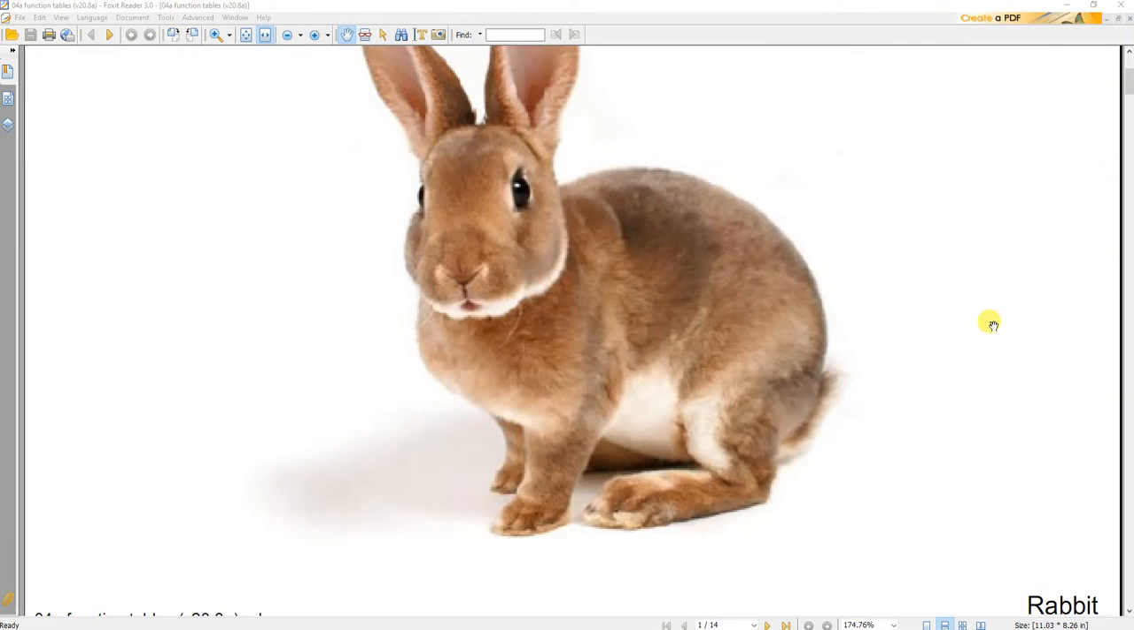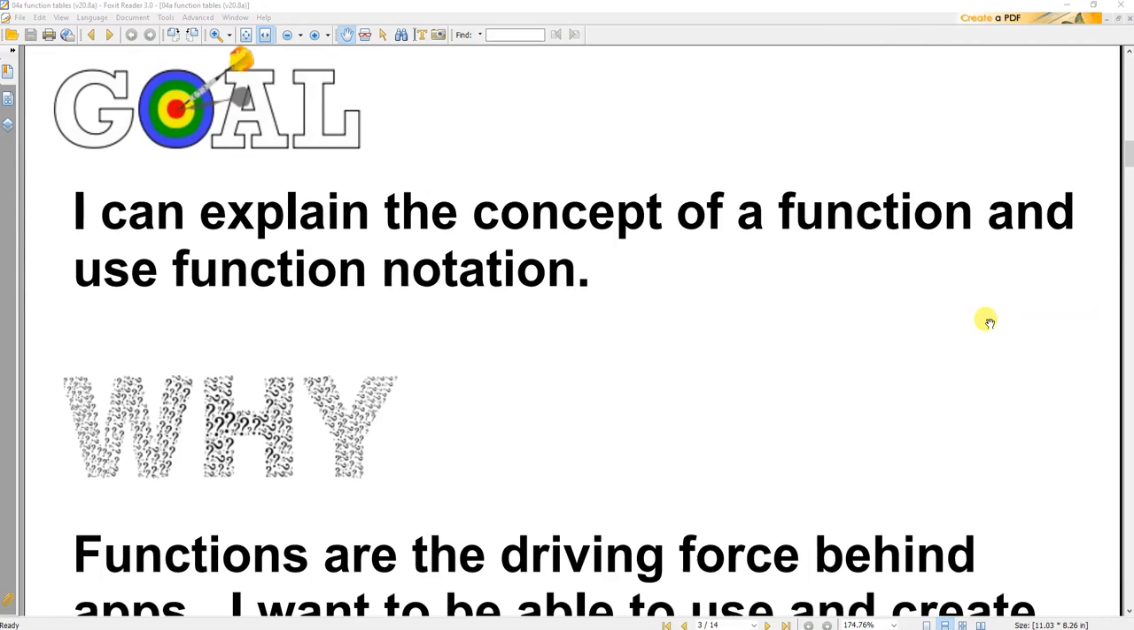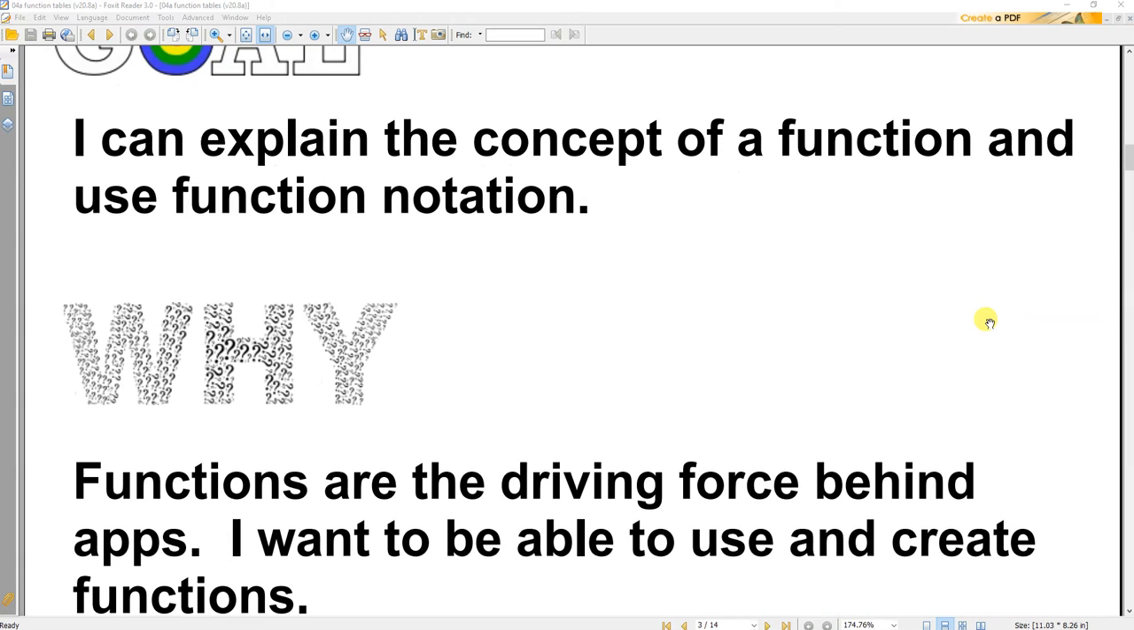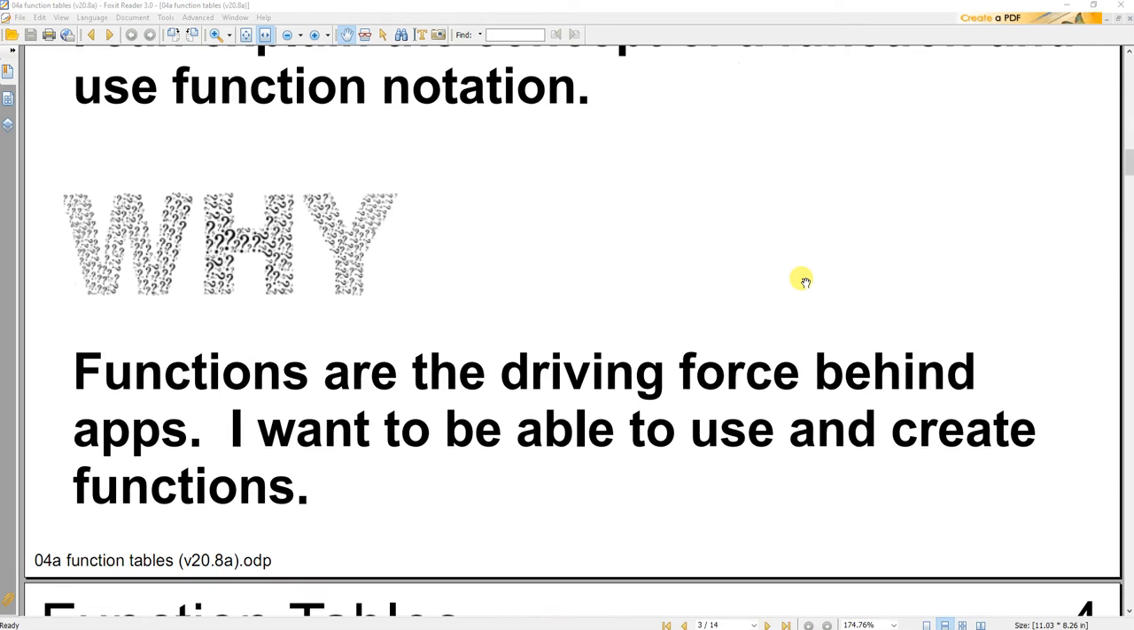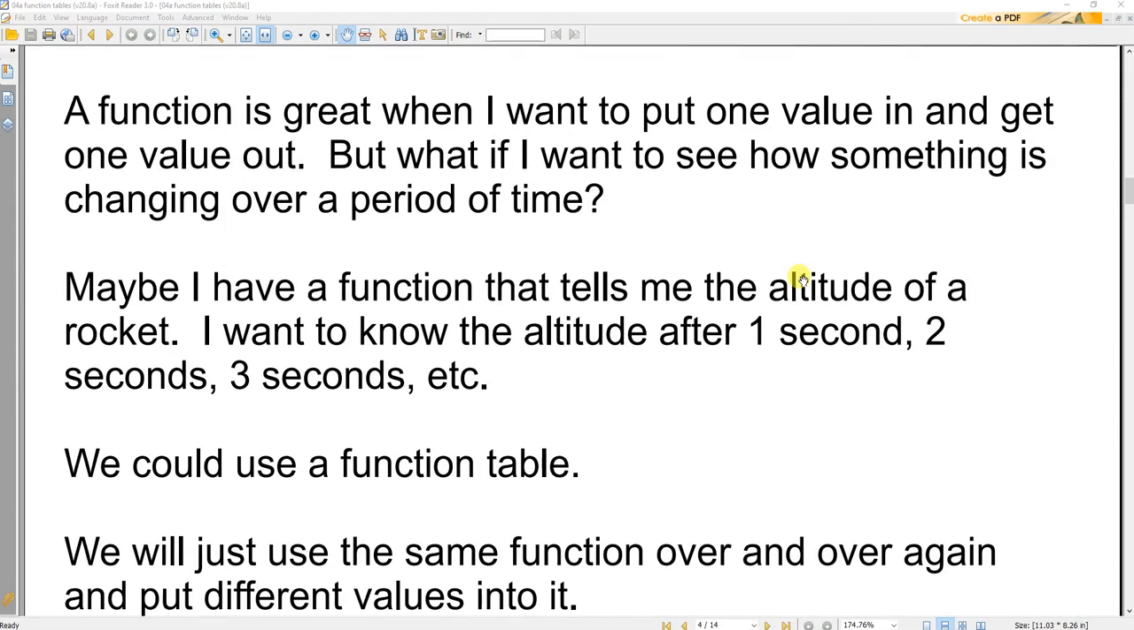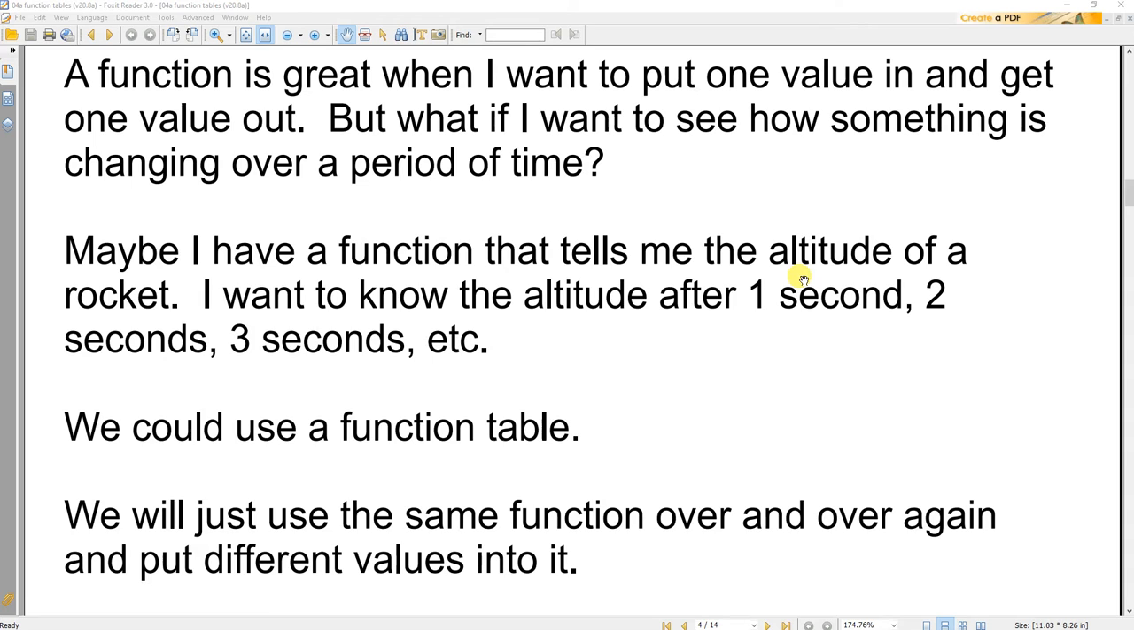All right, so function tables with a rabbit. Goal, I can explain the concept of a function and use function notation. Why? Functions are the driving force behind apps. I want to be able to use and create functions. A function is great when I want to put one value in and get one value out.